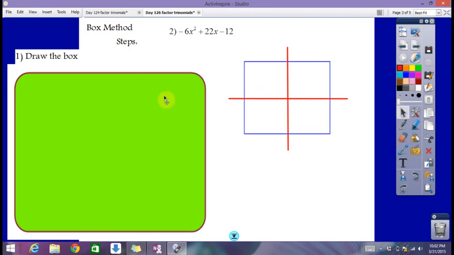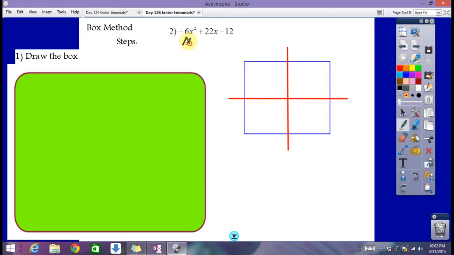Now for the steps, let's take it a little bit slower. Okay, so the first thing is, draw your box. And if you notice, in this case, we have -6x squared plus 22x minus 12. Make sure that you always remember, as in the other method, whenever you have a negative in front of the x squared, we have to take it out. We're going to do the same thing over here. The x squared is negative, so we don't want that. We have to take out that negative.